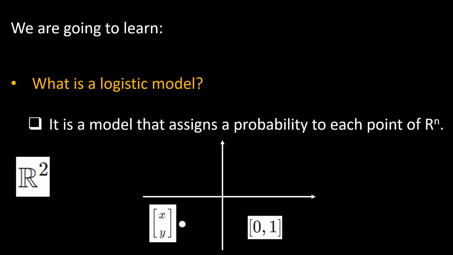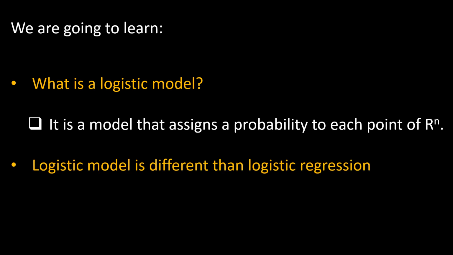The same thing is true for R2. For an arbitrary point here that has x and y, a logistic model assigns a probability between 0 and 1 to this point. Note that a logistic model is different than logistic regression. I will explain logistic regression in future videos. Now let's get into the details.